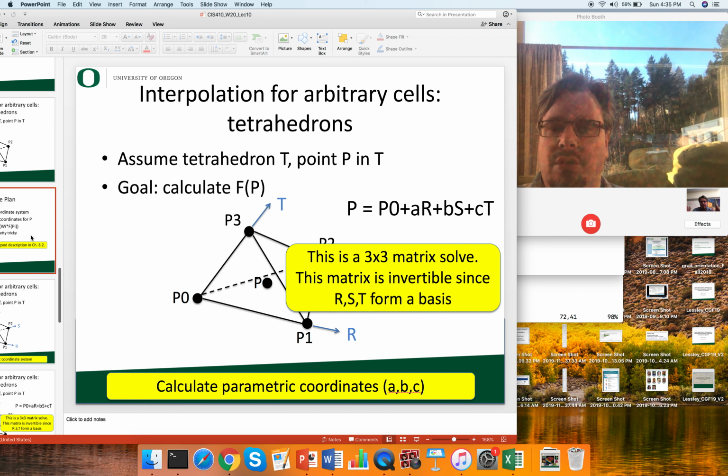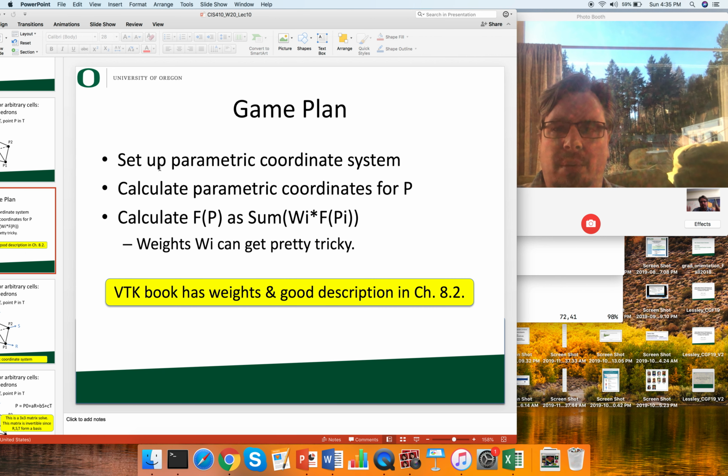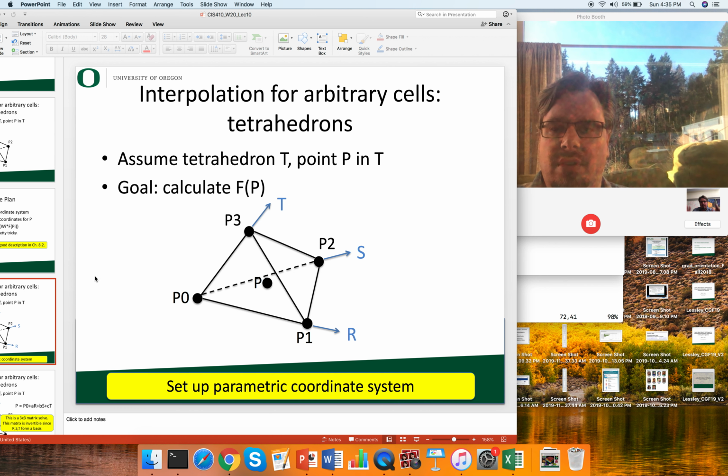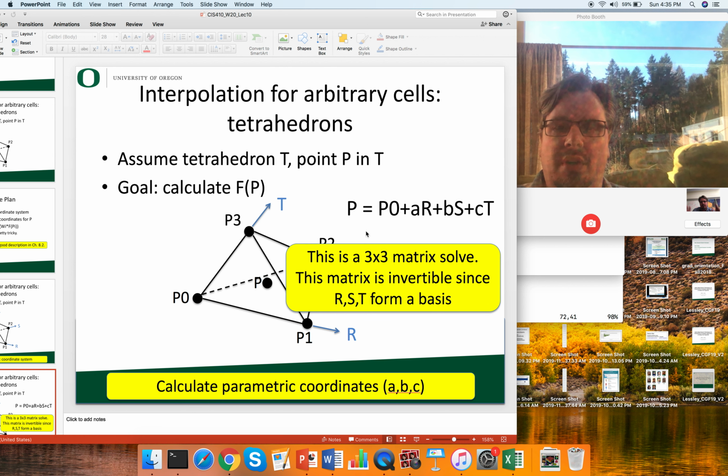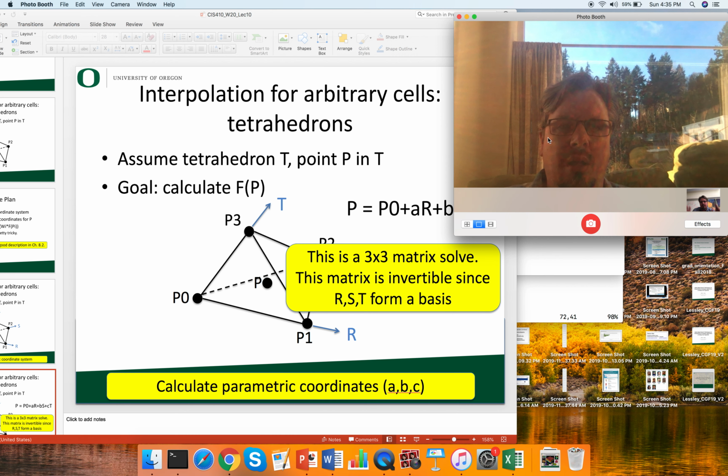So I'm just going to remind you that we had a three-step plan. The first step was to set up a parametric coordinate system, which we did. It was R, S, and T. The second step was to calculate parametric coordinates, which is we can just set up this formula here and then invert the matrix and get the values of A, B, and C.